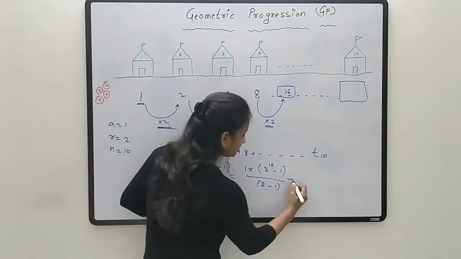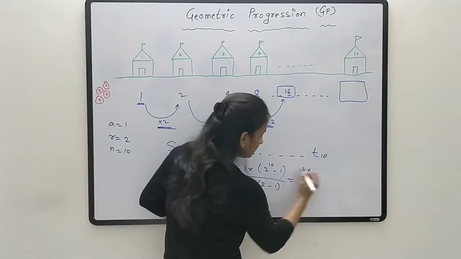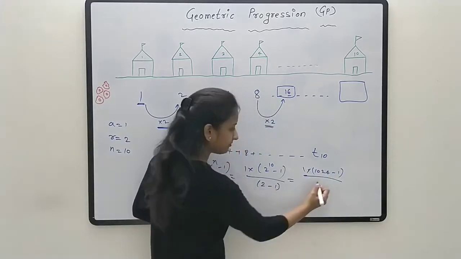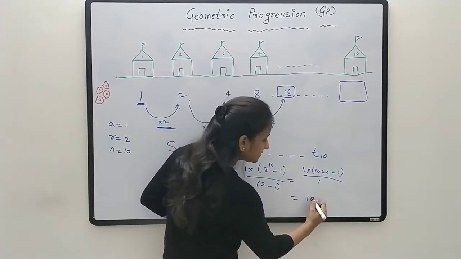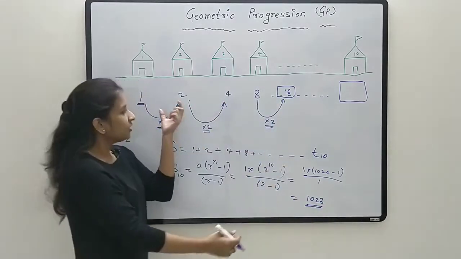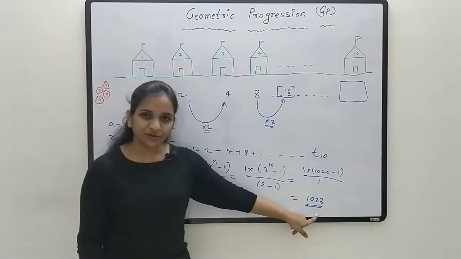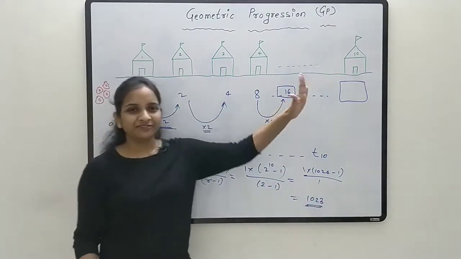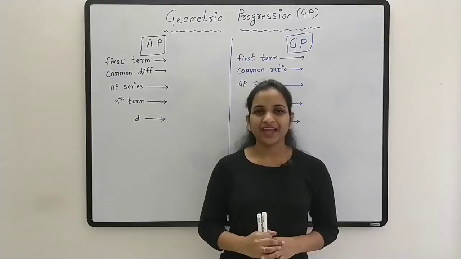Okay. So this is nothing but 1 into 2 power 10 is 1024 minus 1 divided by 1. So this value is 1023. Okay. So sum of first 10 terms of this GP is 1023. So he should bring these many flowers to offer 10 temples. Understood?